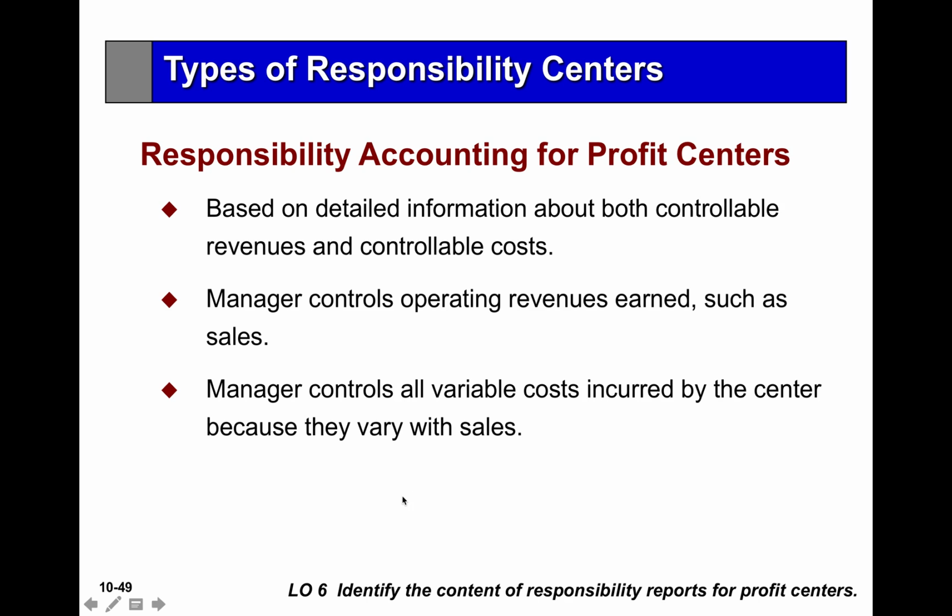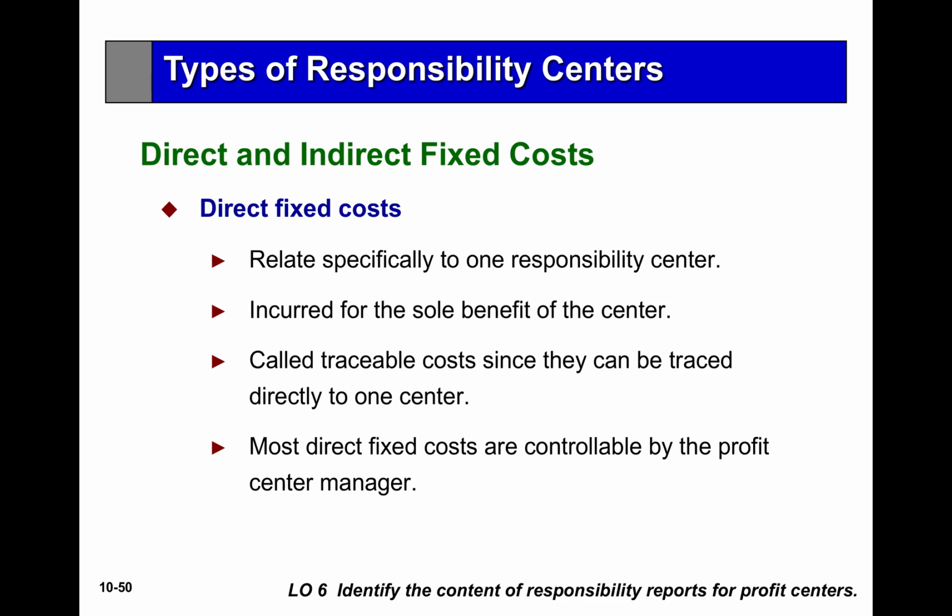Here in this case, you have control over operating revenues earned, like sales, for example, and all the variable costs incurred by the center that vary with sales. Okay, so the relationship is again based on the idea of controllable, and it's about sales and all those variable costs incurred by the center because they vary with sales. Okay, so that's one thing.